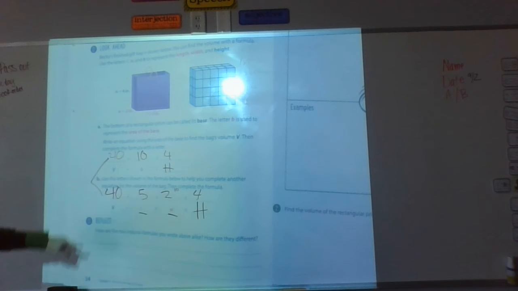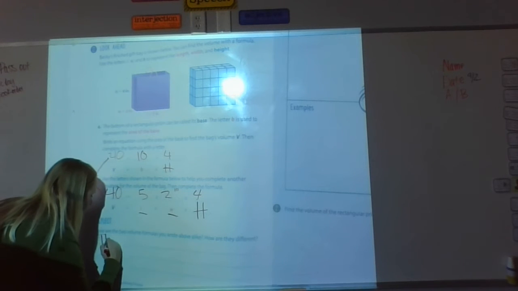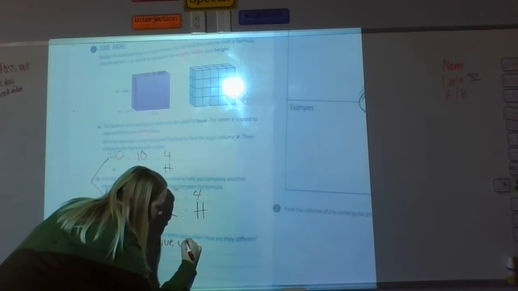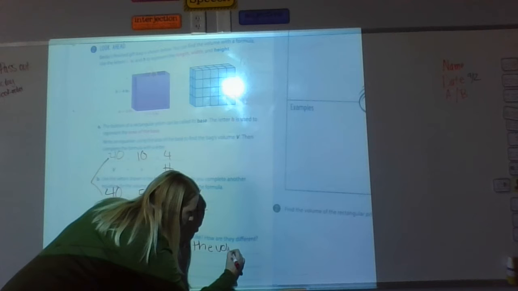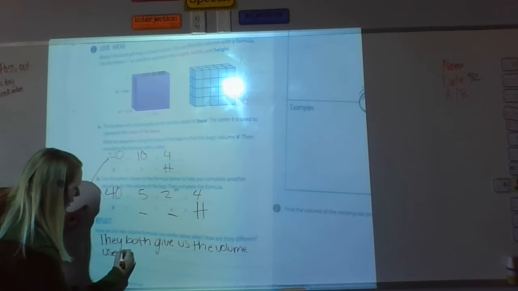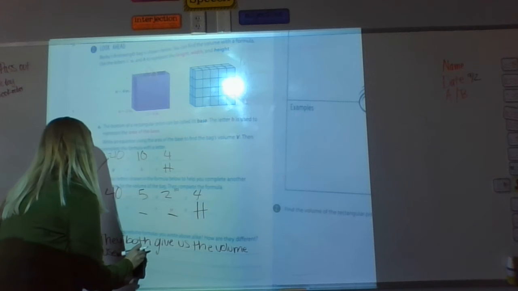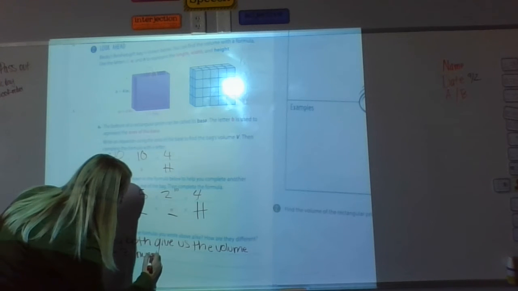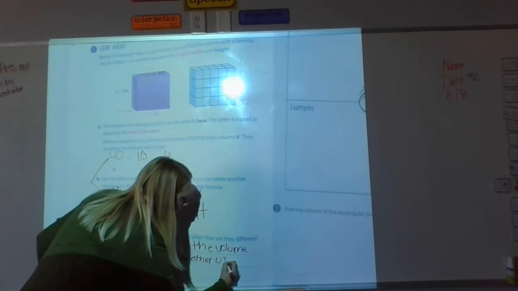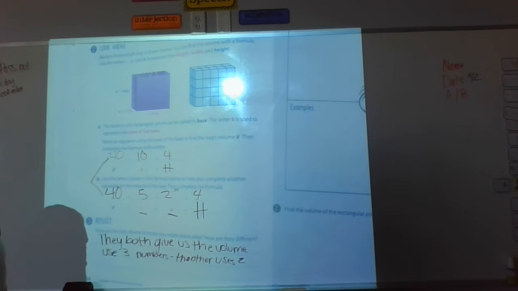Either formula works. How are the two volume formulas you wrote above alike? They both give us the volume. How are they different? This one uses 3 numbers. The other uses 2. If at any time you're not done before I go to the next problem, you guys pause the video.